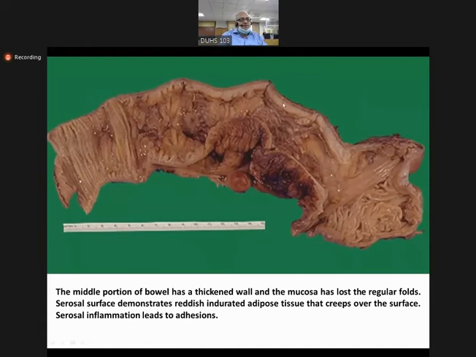Okay. So this thickness of the wall is because of the transmural inflammation. Okay. It's again a chronic indolent process.